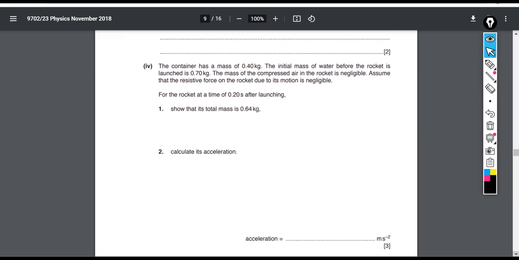The container has a mass of 0.4 kilograms. The initial mass of water before the rocket is launched is 0.7. The mass of the compressed air in the rocket is negligible. Assume that the resistive force on the rocket due to its motion is negligible. For the rocket, at a time of 0.2 seconds after launching, show that its total mass is 0.64.